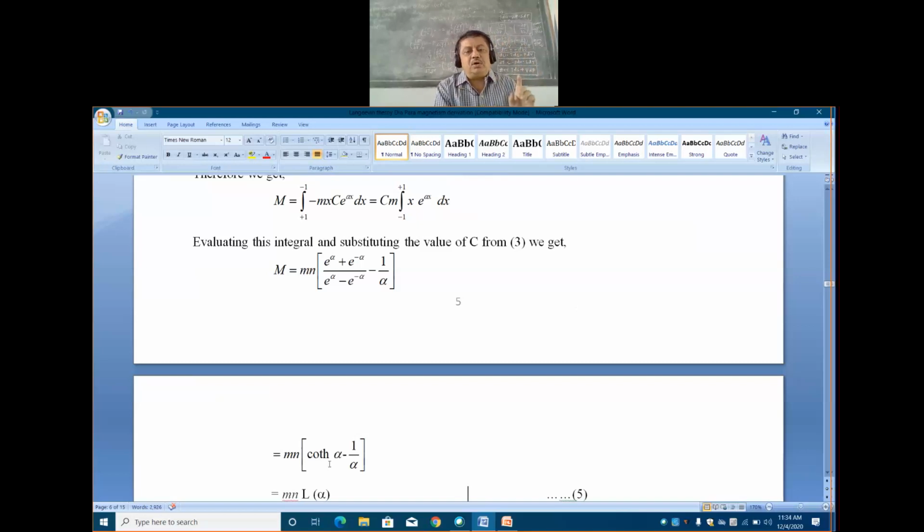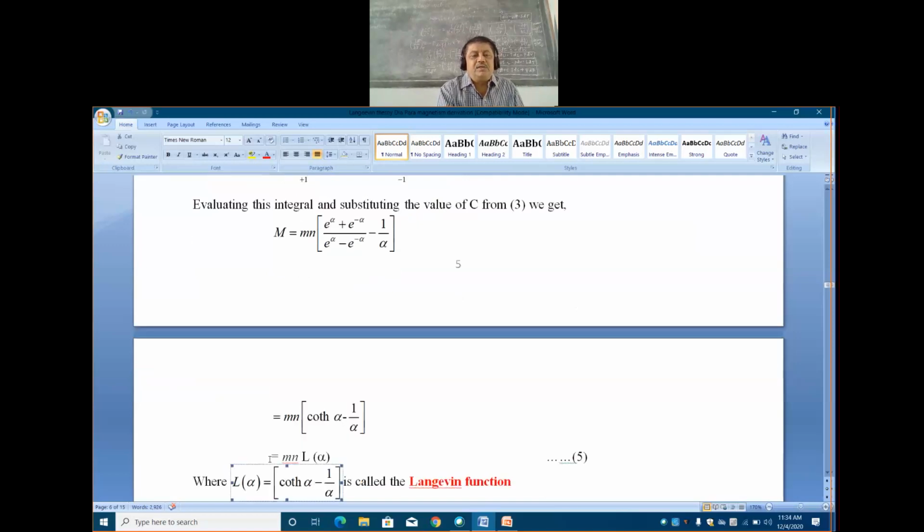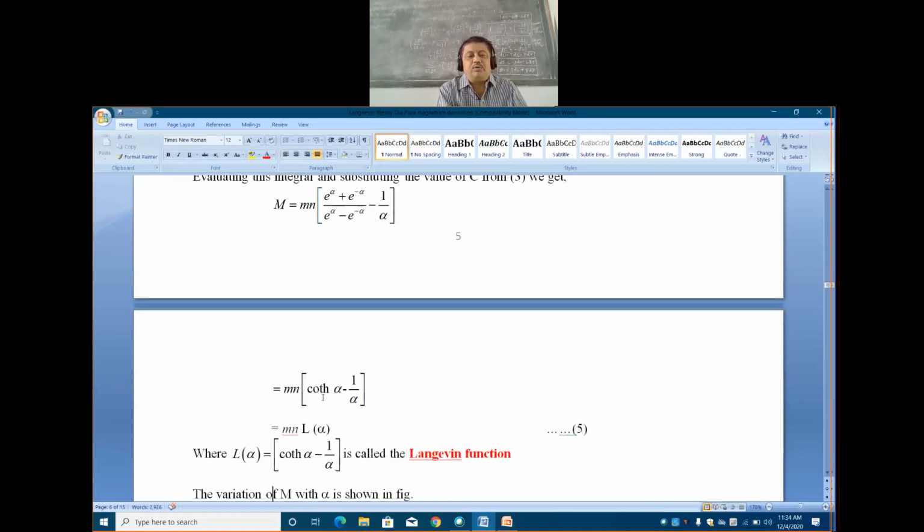So that is how you get cot hyperbolic alpha minus 1 by alpha. This is a very important step in the derivation. So magnetization M is equal to m into N times cot hyperbolic alpha minus 1 by alpha. This function in the square brackets, cot hyperbolic alpha minus 1 by alpha, is known as the Langevin function.